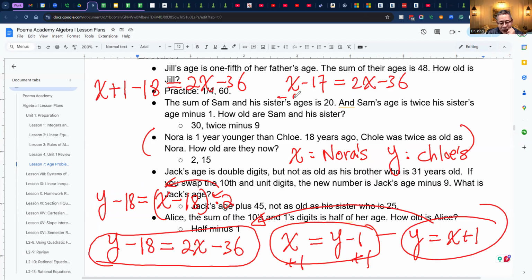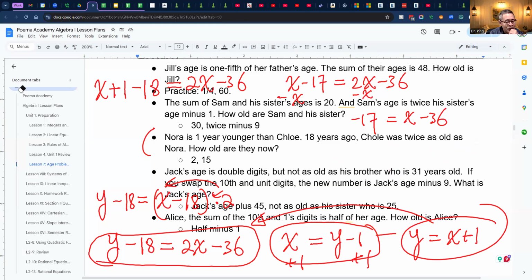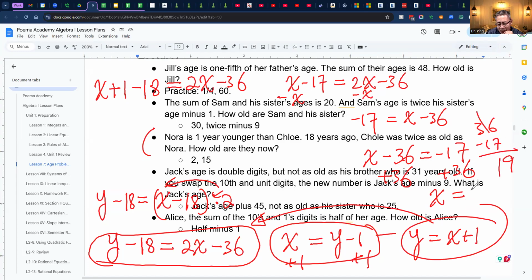Now, if we subtract x on both sides, we get negative 17 on one side. That side is x minus 36. Because it's an equation, we can flip it around. So negative 17 equal to x minus 36 is the same as x minus 36 equals negative 17. So now we just add 36 on both sides. And we know x will be 36 minus 17, that would be 19.